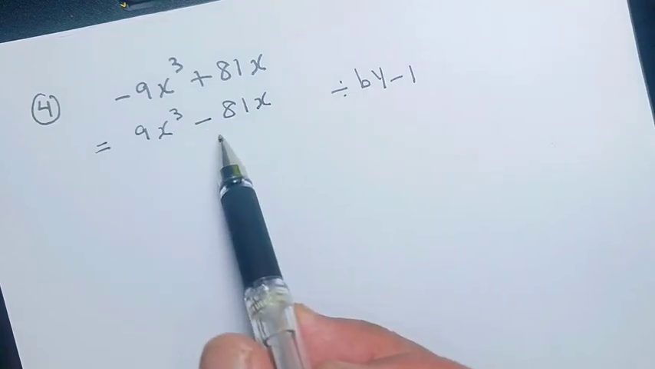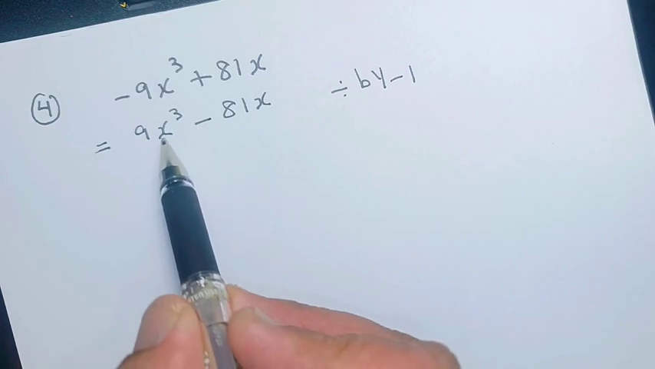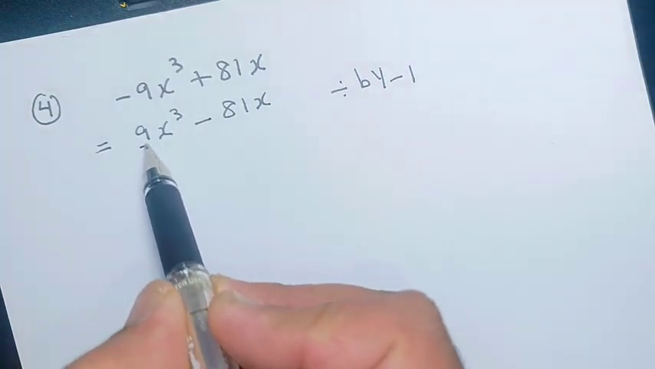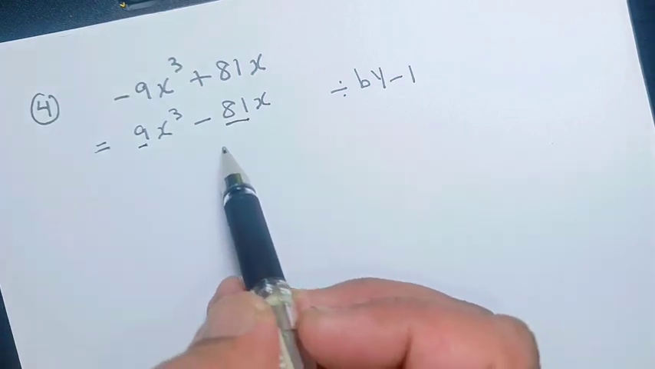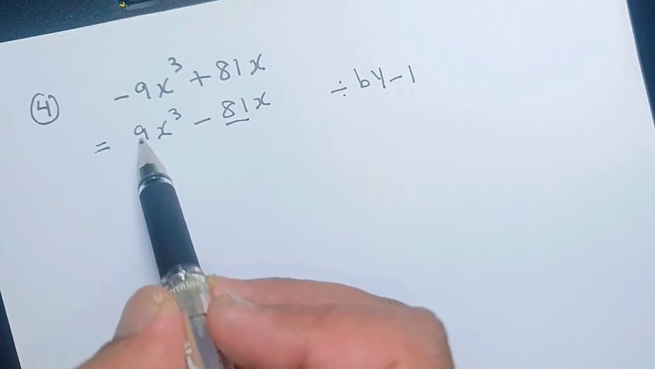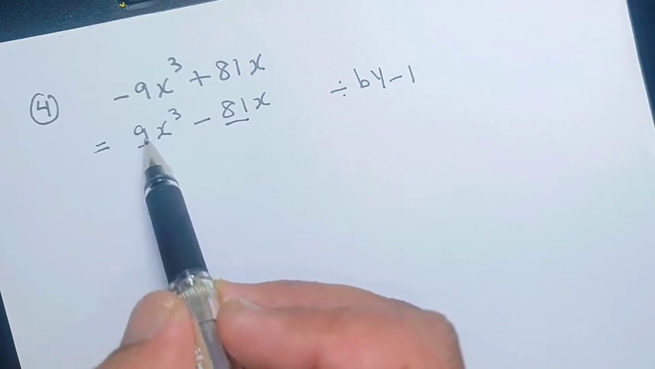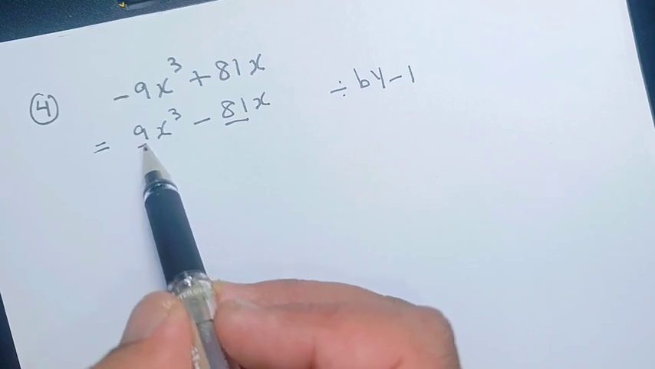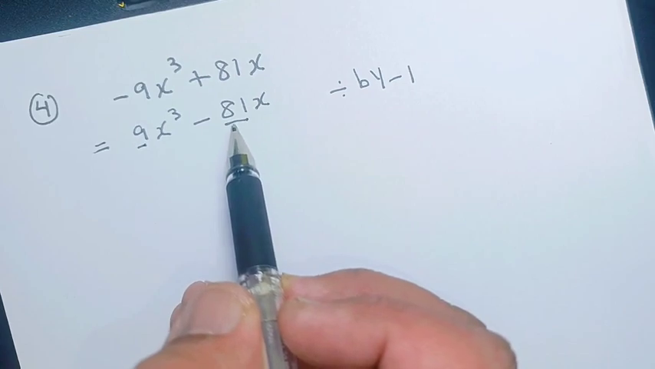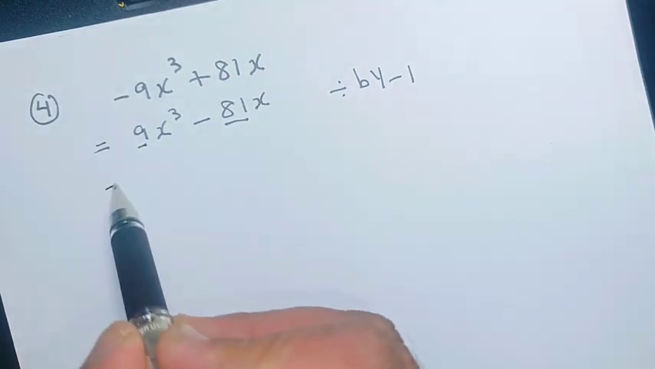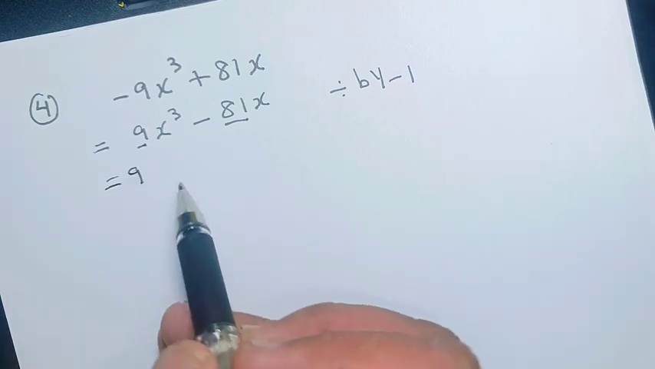Now, the second thing I need to look at is, is there any common factor? Yes, there is a common factor here. First, we look at the coefficients. So 9 is a coefficient, and 81 is a coefficient of x. Can 9 divide by 9? Yes. Can 81 also divide by 9? Yes. So 9 is my common factor.